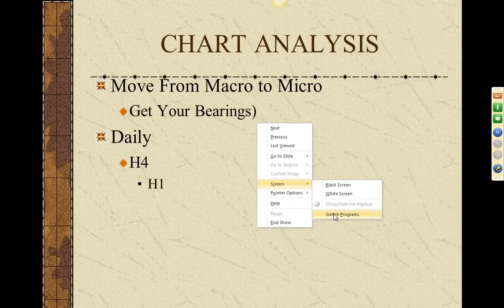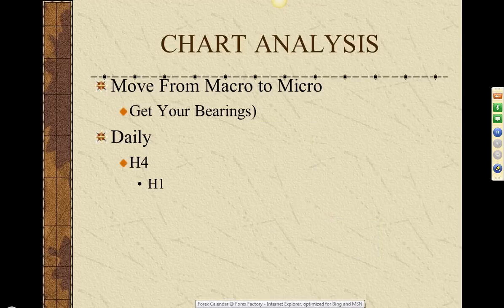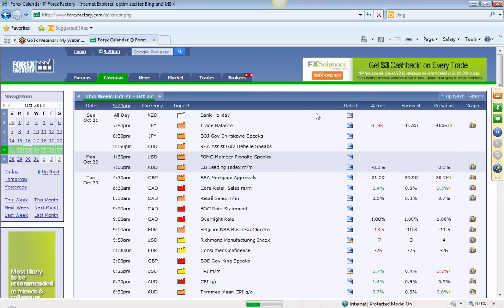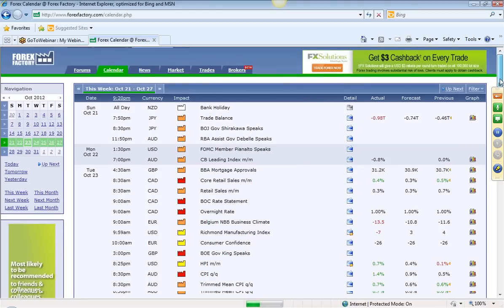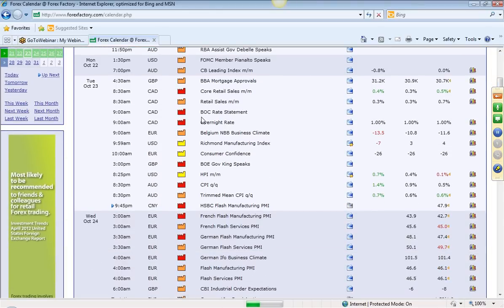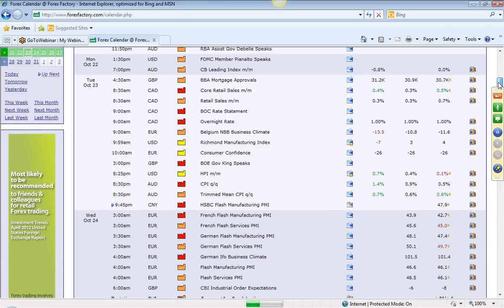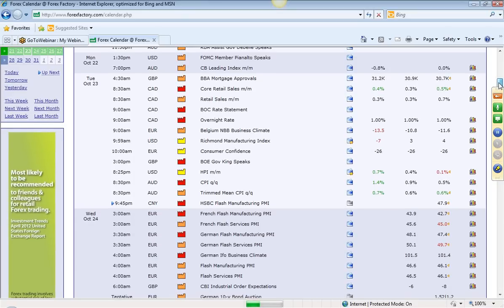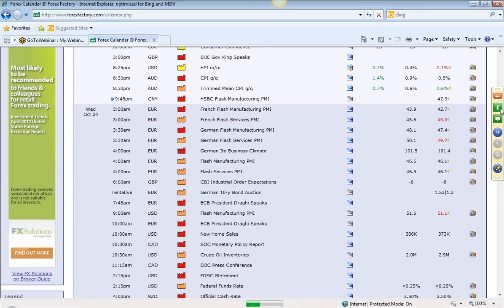So I'm just going to switch applications here. And before I go into the charts, I'm just going to show you the Forex Factory site and how busy it is. As I said, Bank of Canada, right there, we got information from them this morning, and the Canadian against the U.S. dollar really moved.